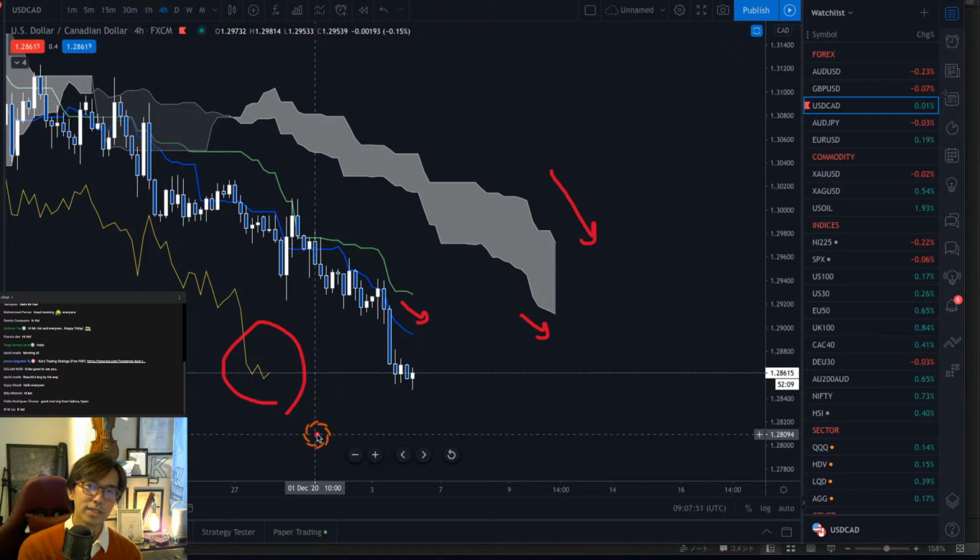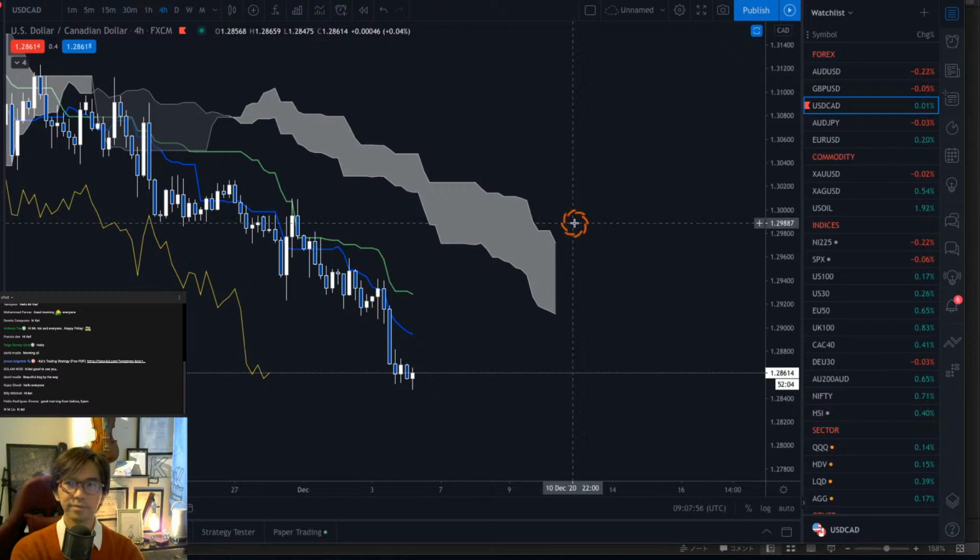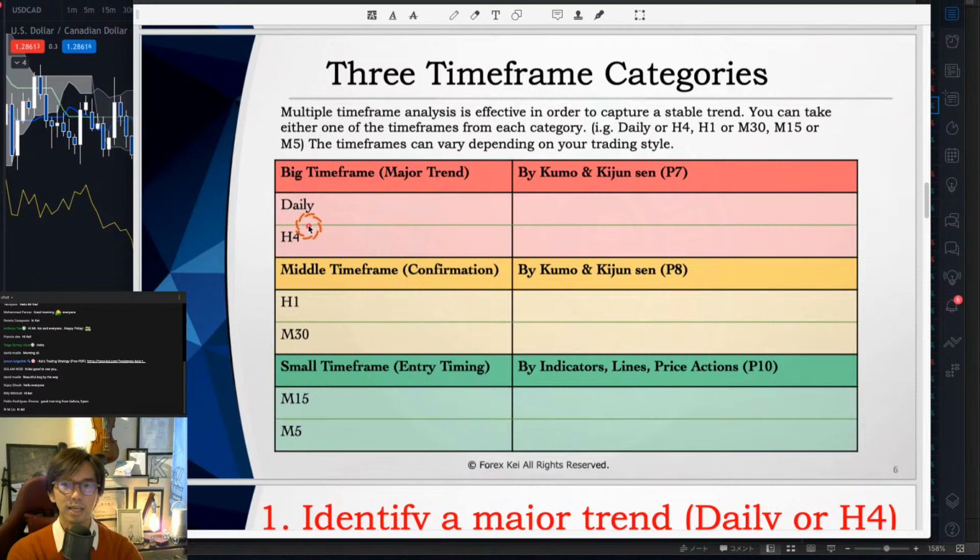So which time frame do I pick, either daily or 4-hour? Because like I said before, I take either daily or 4-hour. I don't take both time frames. And when I find both the daily chart and 4-hour chart to be down, then what I will be looking at is the Kumo. I look at the Kumo thickness and also the Kumo length and see which one of these time frames has a longer Kumo and thicker Kumo.